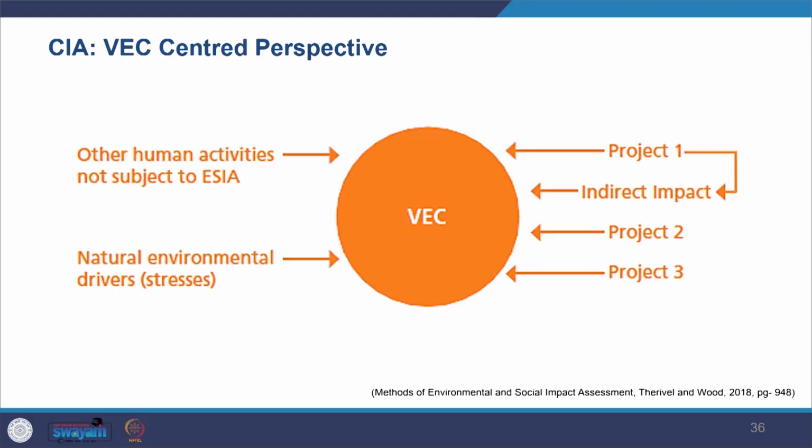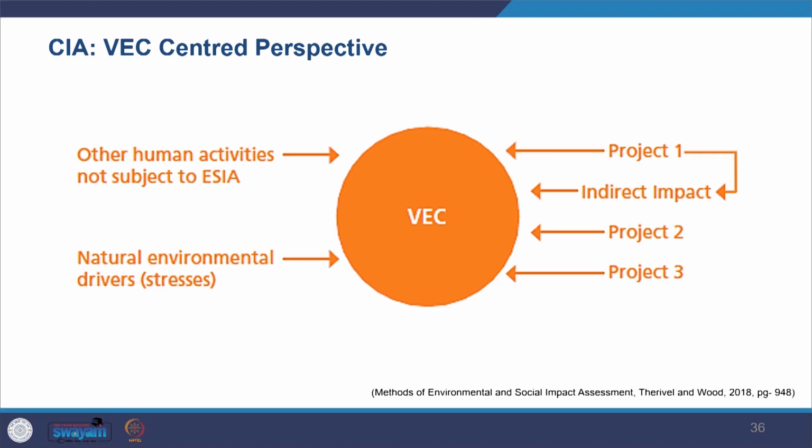So in cumulative impact assessments, the focus is on the valued ecosystem component. And here you see the area considered is the area in which the valued ecosystem component is there. So our focus is on VECs, which other stresses because of development and human activity may affect. So we focus on the recipient more than the project.